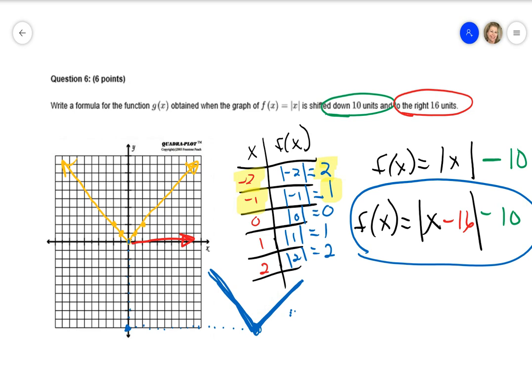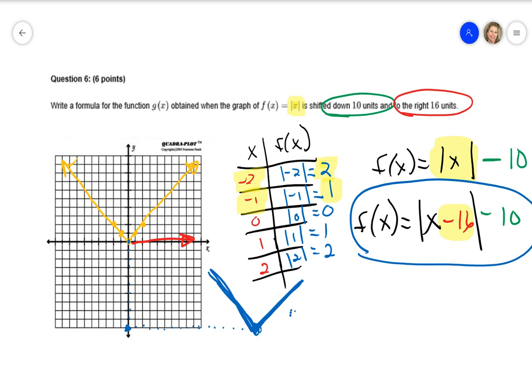Anyway, just remember, if it's up or down, you're going to add or subtract to the actual function. So since the function was the absolute value of x, you're just going to add or subtract to that entire thing. It'll be outside the absolute value. But when you shift left or right, that has to go inside the absolute value, and then it's actually the opposite. To the right, you're like, oh, I'm going in the positive direction, but to get it to move over there, you actually have to subtract.